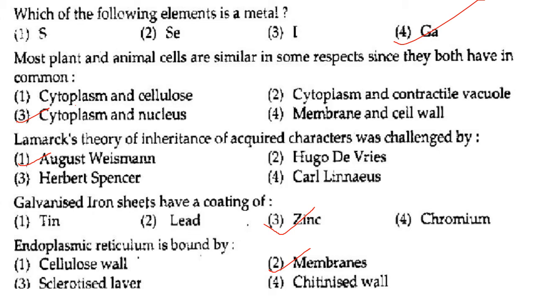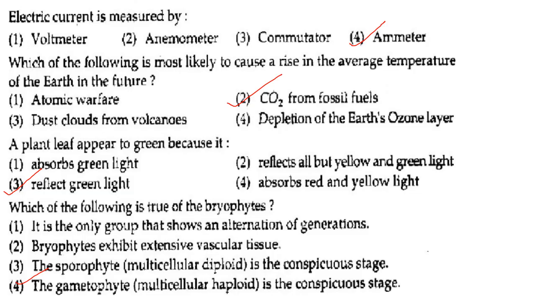Next one, endoplasmic reticulum is bound by: Option 1, cellulose wall. 2, membranes. 3, sclerotized layer. 4, chitinous wall. Answer is option 2, membrane.